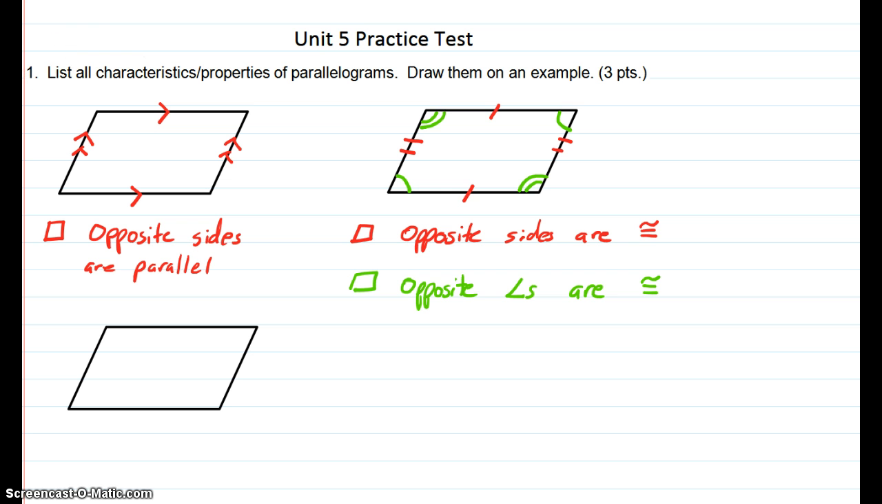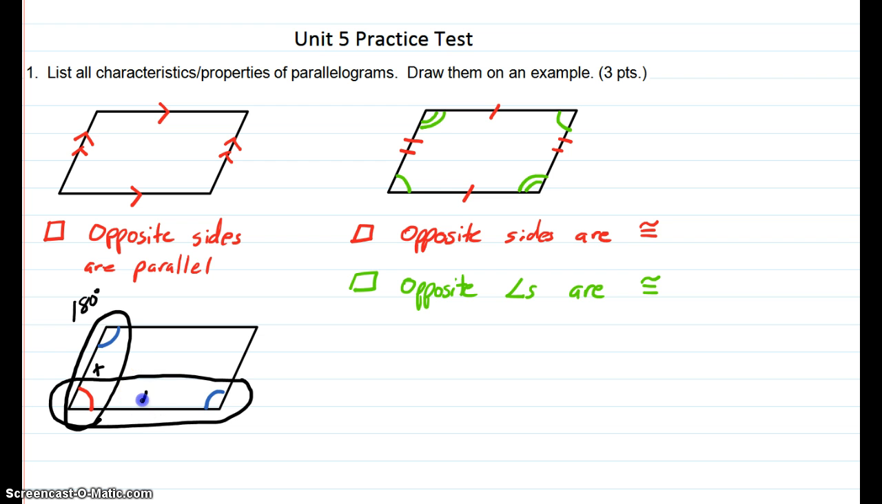The next property is the consecutive angles add to 180 degrees. So these two angles, the ones that are touching here, they add and make 180 degrees. Consecutive just means that they're next to each other. Well, these two angles will also add to 180 degrees.